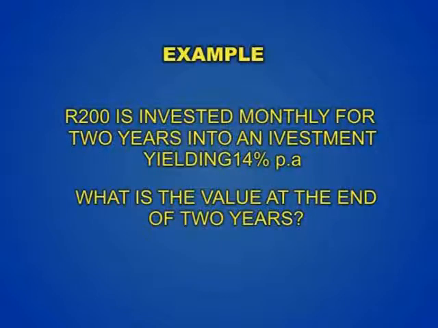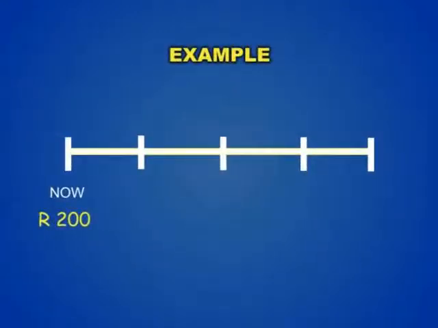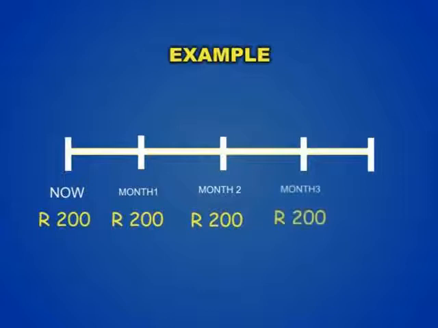There are two ways we can calculate this. The first way, we could use a timeline. Now we invest 200 Rand. In 1 month's time, we add 200 Rand to that. In 2 months' time, another 200 Rand. In 3 months' time, another 200 Rand, and so on until we get to 24 months. Notice how tedious this will become, as you will have to add up all of the different future value amounts.